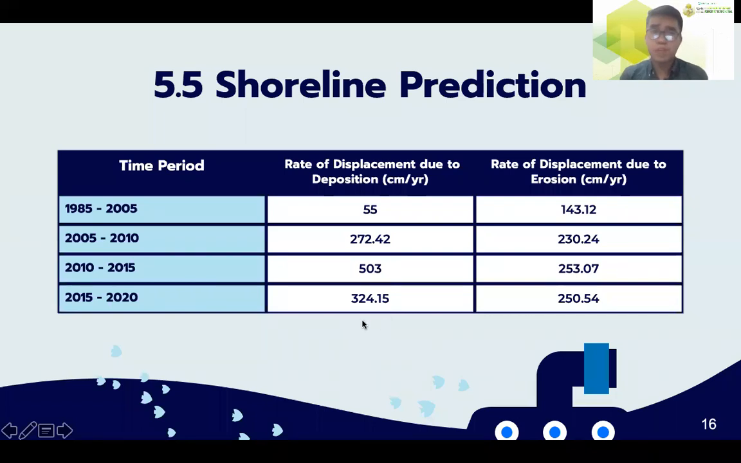As for the shoreline prediction, in the time period of 1985 to 2005, for the rate of displacement due to deposition, there has been 55 centimeters per year. As for the rate of displacement due to erosion, 143.12 centimeters per year. As such, overall erosion during that time span. And the other data are also shown in the table.